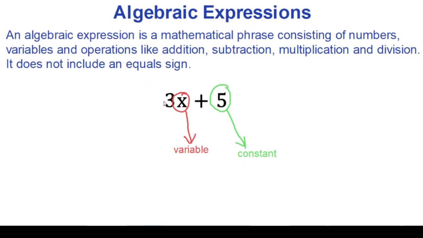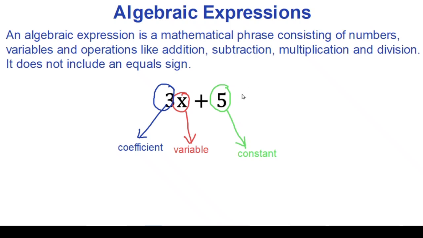Now see this number 3. Number 3 is called a coefficient. It is multiplied with the variable. This 3 is with x, and it is a single term, 3x. This is a single term, the 3 is multiplied with the variable. So this 3 is called the coefficient of x, as the variable here is x.